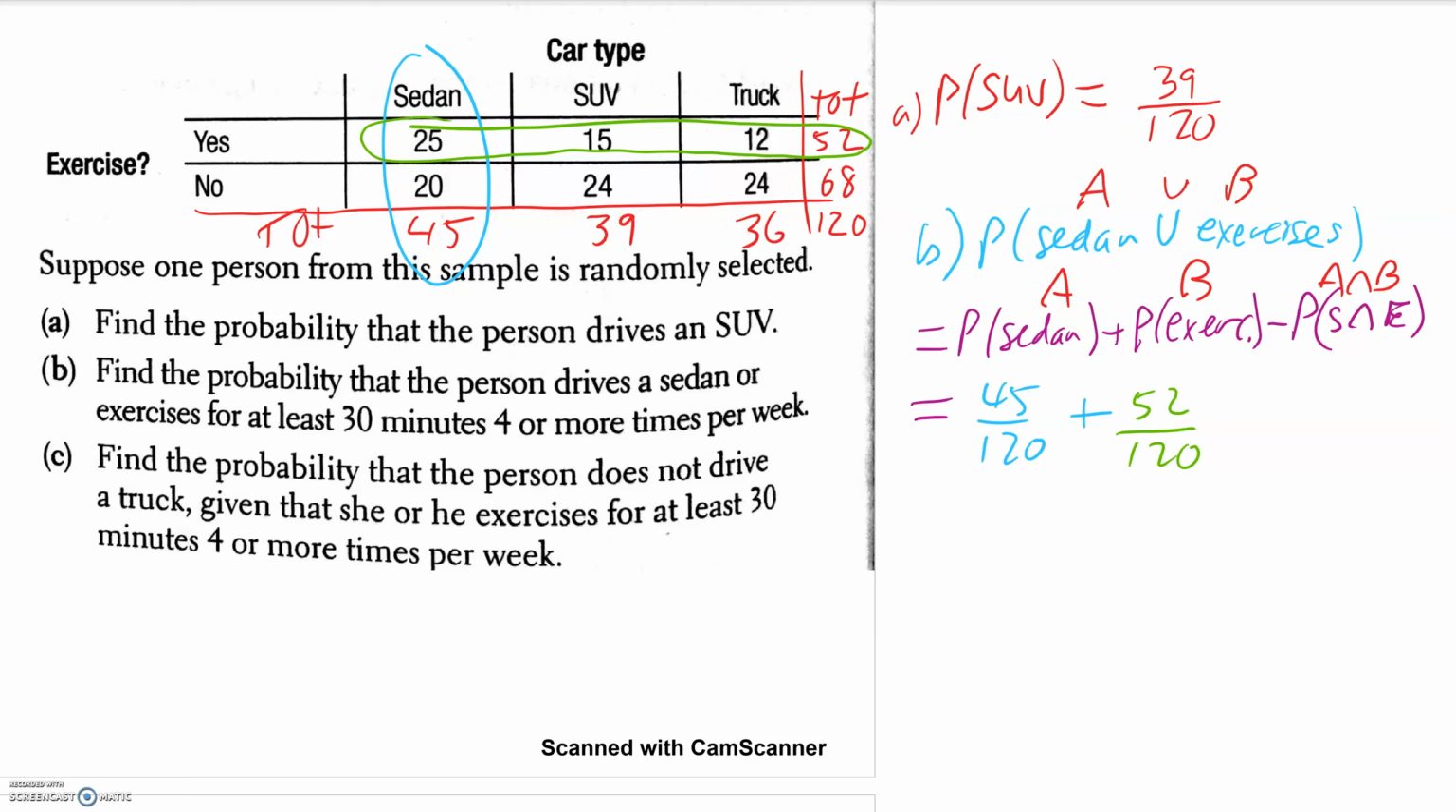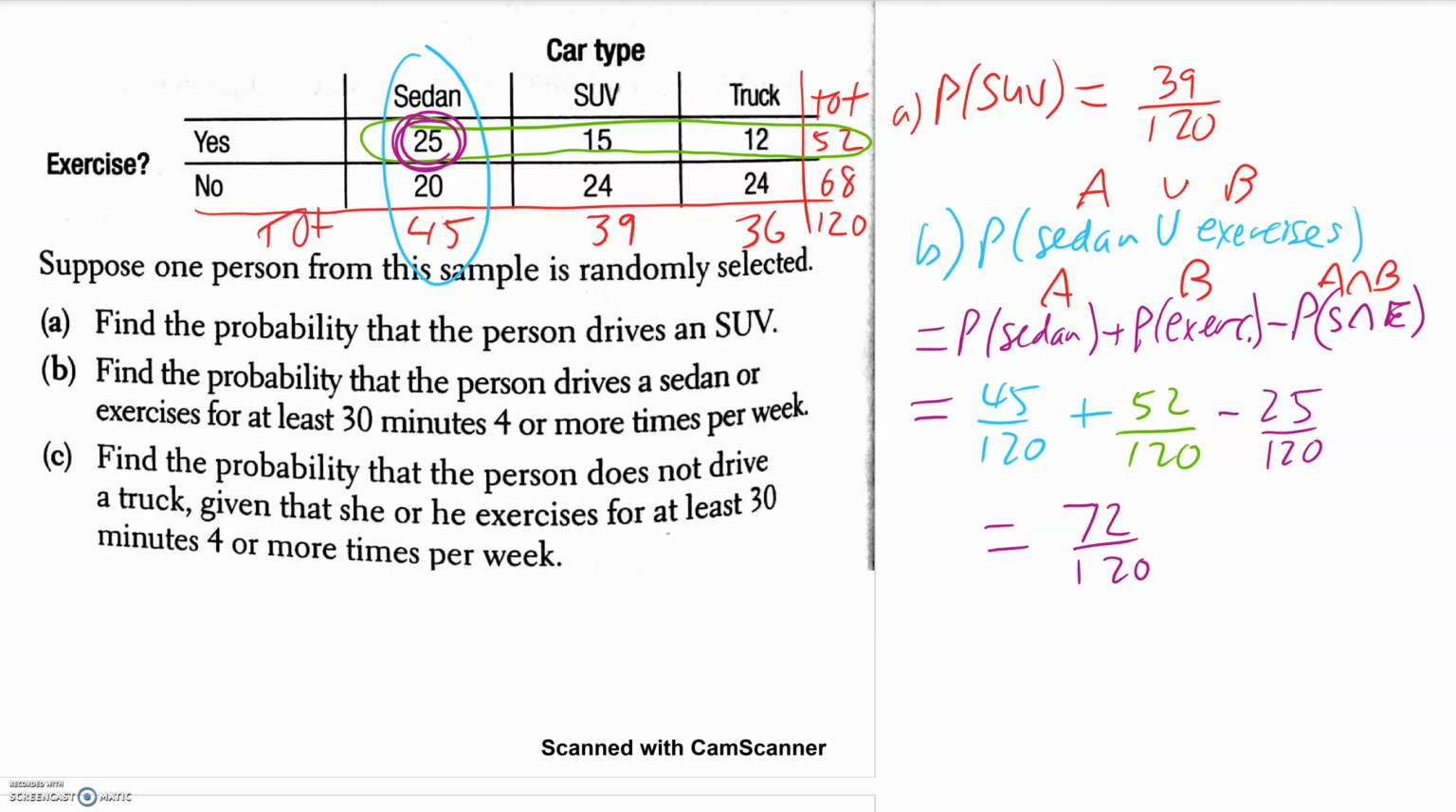And then the overlap, that would be this guy right here, the 25. That 25 was counted twice. So what we're going to do is subtract that one out. All right, and then we should, let's see, 97 minus 25. I believe that is 72 out of 120.